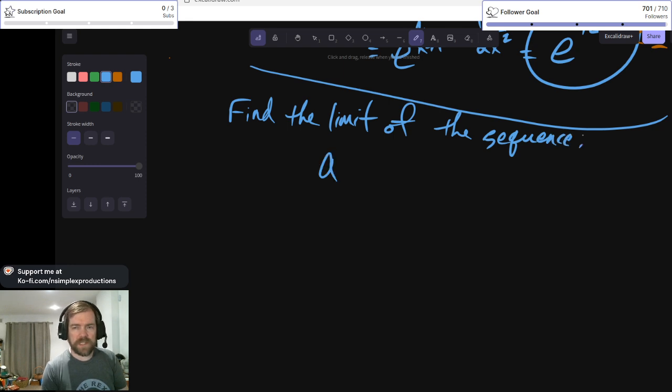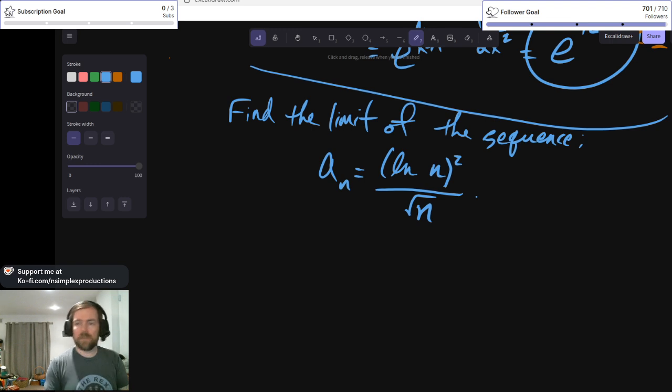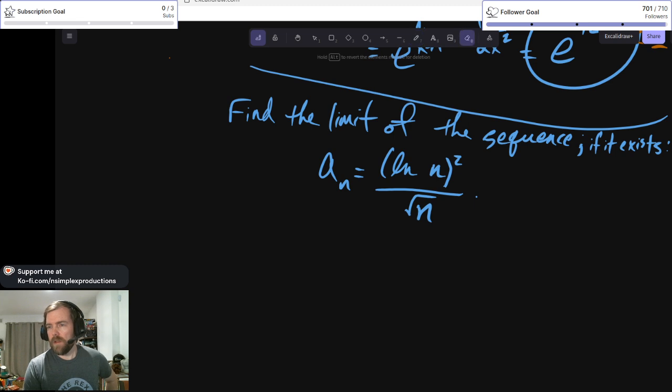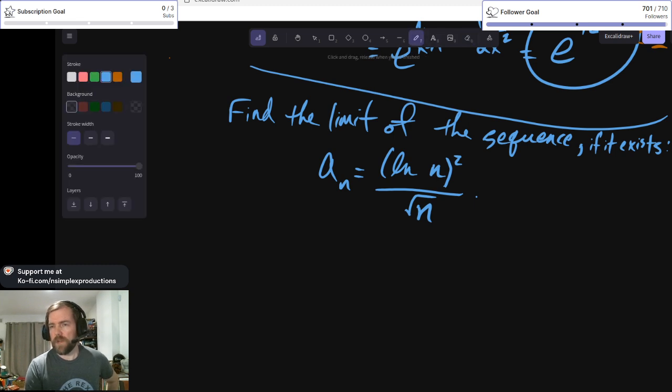Find the limit of the sequence a sub n equals (natural log of n) squared, all over root n, if it exists. It's always fun to put that on there because the students get suspicious immediately.